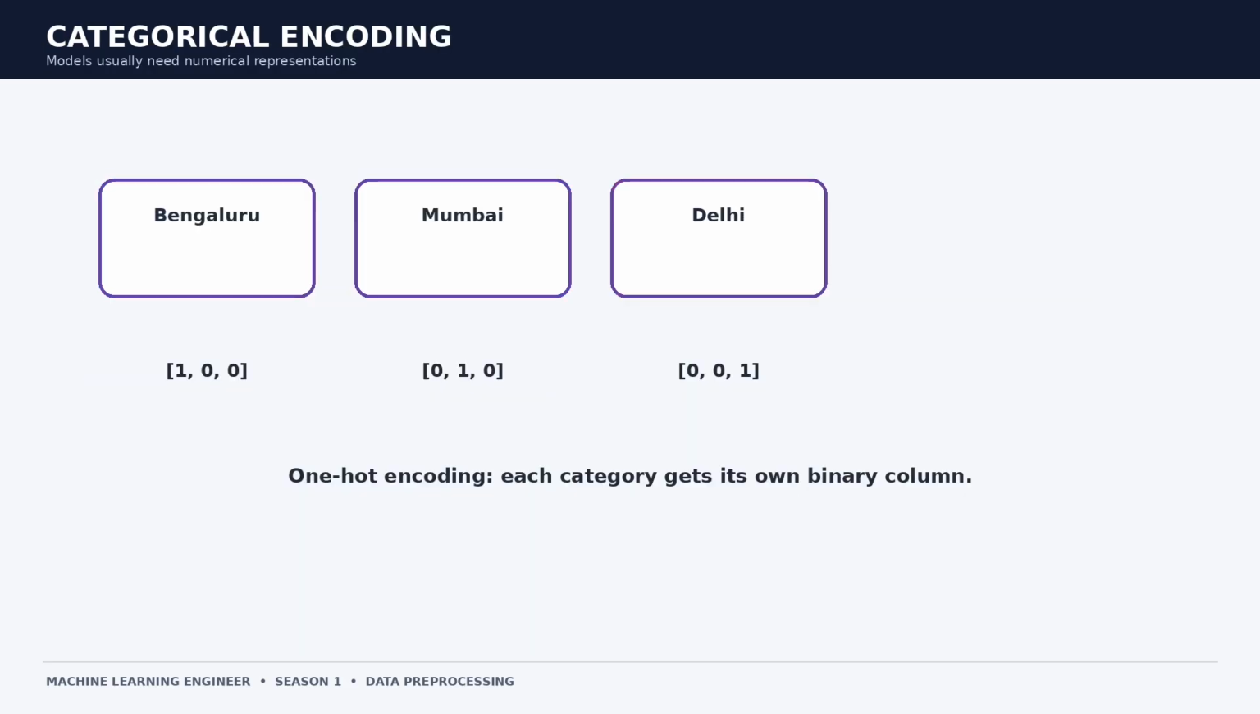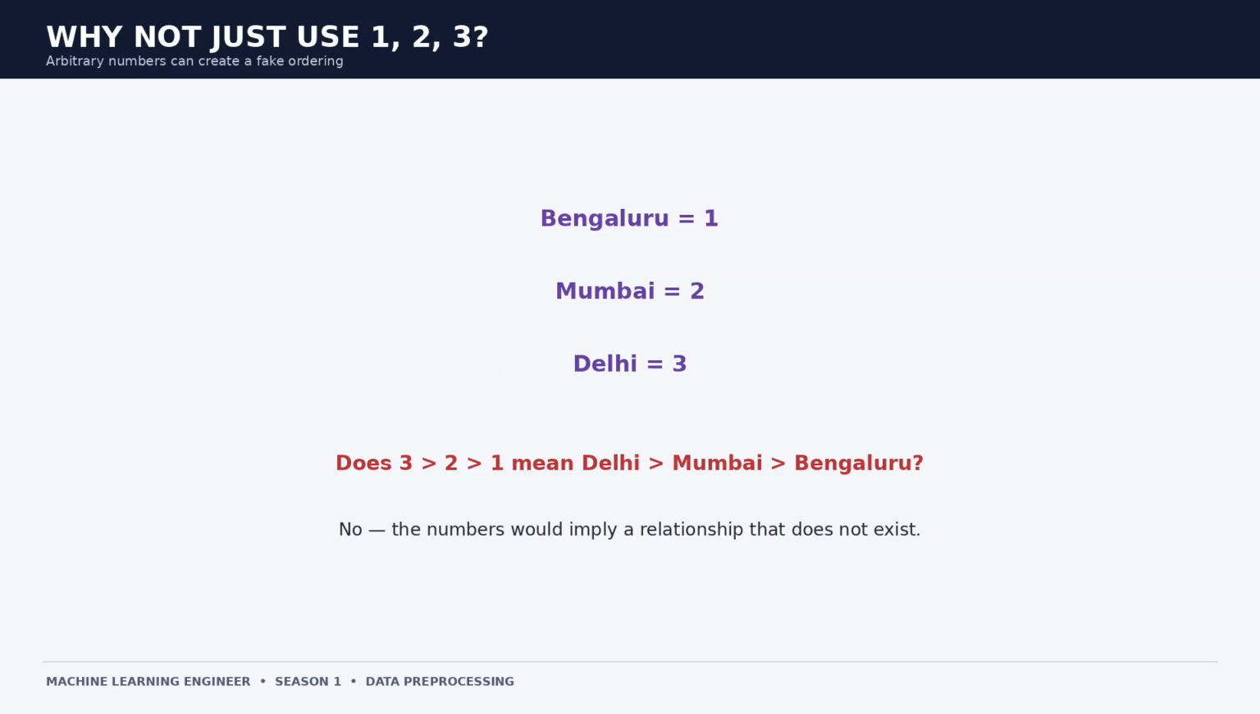Next, we have categorical variables. Most traditional ML algorithms work with numbers. So we need to convert categories into numerical representations. One common method is one-hot encoding. You might wonder, why don't we simply assign Bangalore 1, Mumbai 2, and Delhi 3? The problem is that the model may interpret those numbers as having an order. It might think Delhi is somehow greater than Mumbai, but cities don't have that numerical relationship. That's why one-hot encoding is often more appropriate for nominal categories.